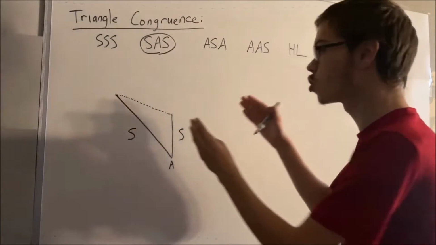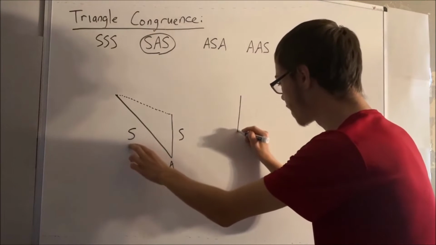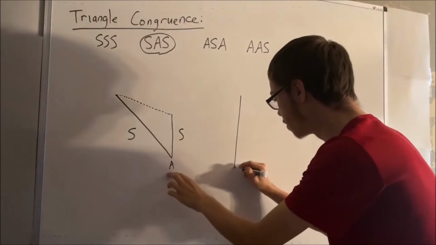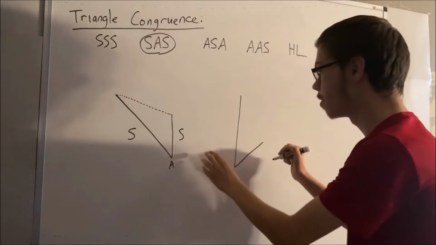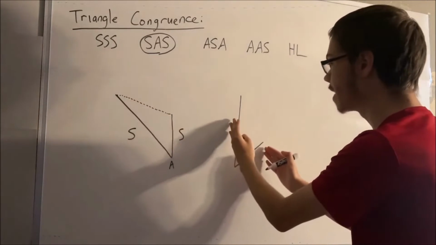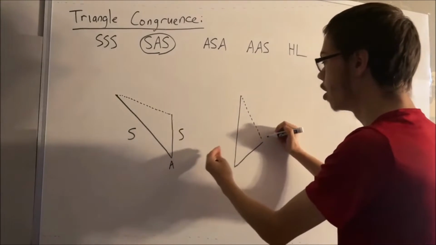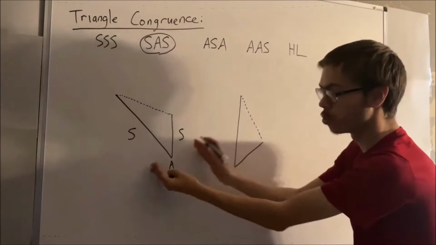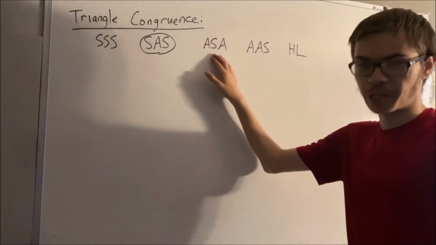So if we had another triangle with this combination, for instance, we reproduce this side length, we reproduce this angle, and we reproduce this side length, right? Pretending that this is basically identical to it, we're forced to construct that same line that we're constructing here, resulting in a congruent triangle. Now what we're going to do is look at ASA congruence.